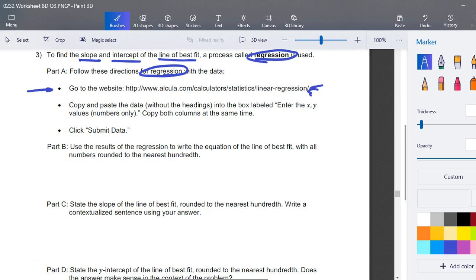But go on to the website, and then it says we're going to copy and paste our numbers from the Excel spreadsheet into the box, numbers only, no headings, and we're going to copy them at the same time and click Submit Data.